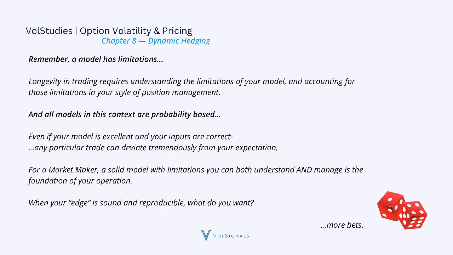Now, for a market maker, a solid model with limitations you can understand and manage is the bread and butter of market making. This allows you to scale, right? Because when your quote unquote edge, your advantage in the marketplace, is sound and reproducible, what do you want? Well, you want to operate like a casino and place more bets. More bets with higher frequency so you can smooth out your variance and achieve your expected value.